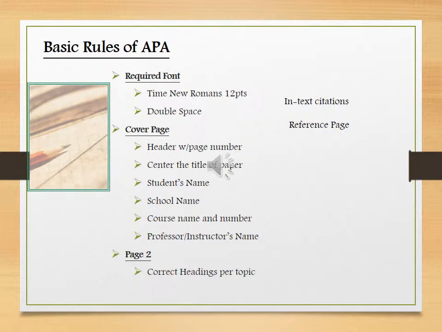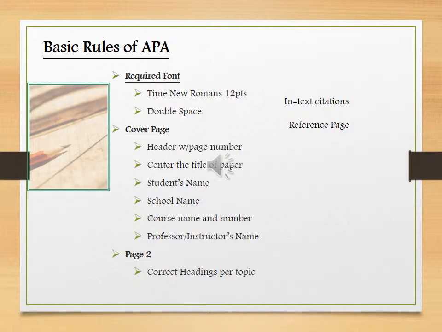The next bullet point here, you'll notice is the cover page. Here are the elements that are needed on your cover page. You'll have your header with a page number. In the far right-hand corner, you'll have your page number. You'll then center the title of your paper. You will include your name, your school's name, the course name and number, and the professor's or instructor's name.